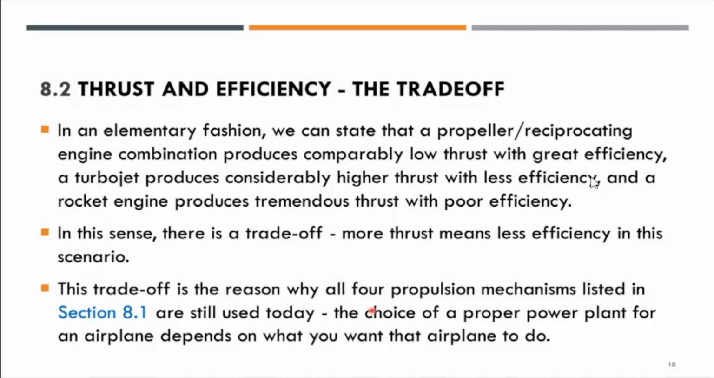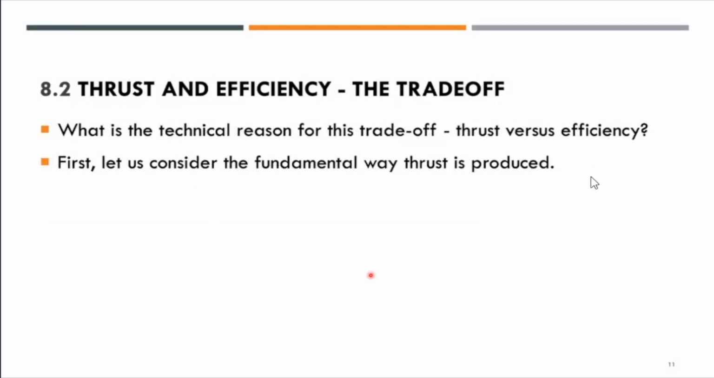So the choice of a proper power plant for an airplane depends on what you want that airplane to do. Whether you want a very high thrust or a very low thrust, or you want a great efficiency type of engine or a poor efficiency type of engine. So what is the technical reason for this trade-off between thrust versus efficiency? What is the physical reason behind it?